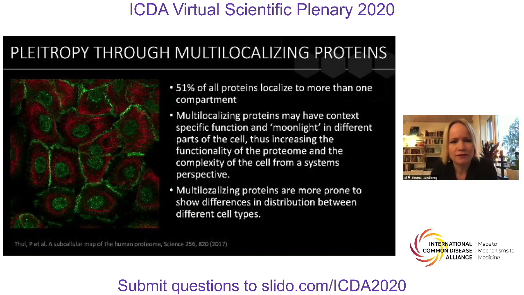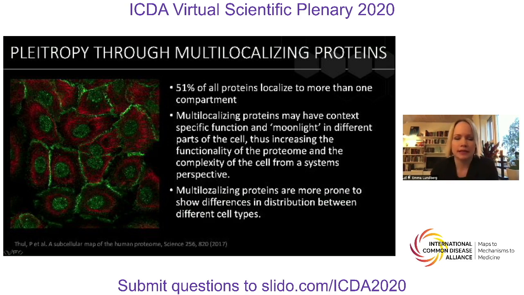One is that 51% of all human proteins localize to more than one compartment. And this has also been shown for yeast and mouse. It seems to be around half. And these multilocalizing proteins, like you can see in this image, in green is the protein of interest, in red is a marker for microtubules. So the protein of interest here is both in the nucleus and on the plasma membrane of these cells at the same time.